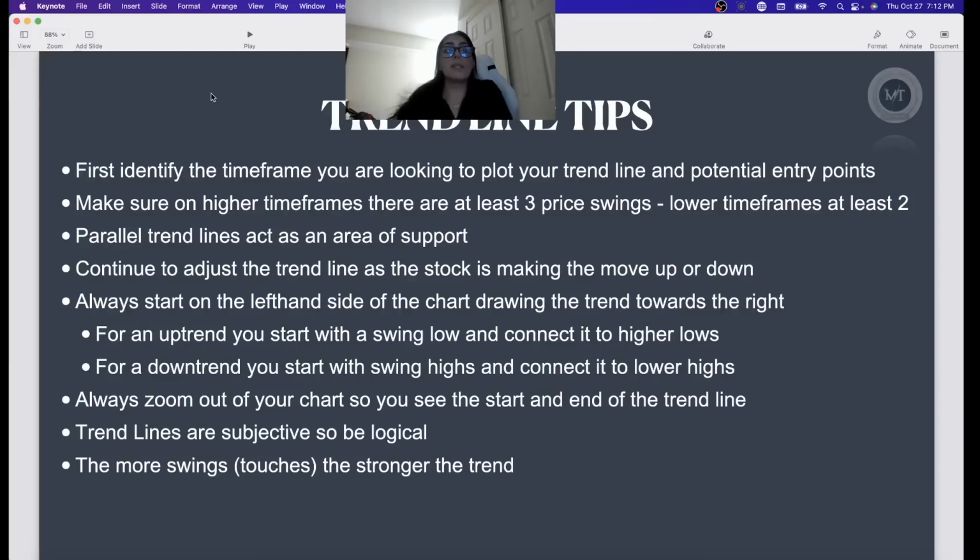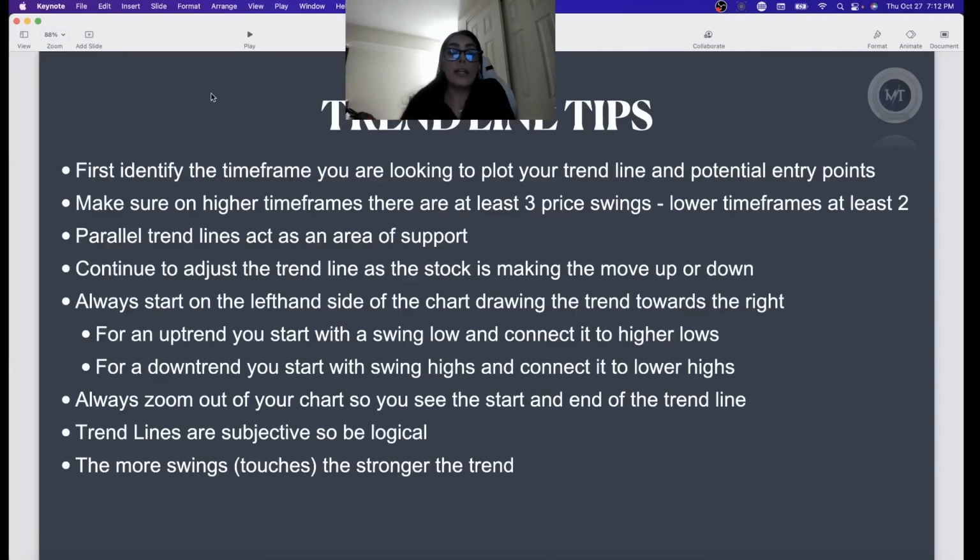So the first time that the stock swings low, that's your initial starting point for a trend line, and then you connect it to higher lows. So every time that the stock makes a move, as the stock is making the move up, every time that it pulls back, that is a swing low, continues up, pulls back again, that's another swing low, and those are the touches on your trend line.